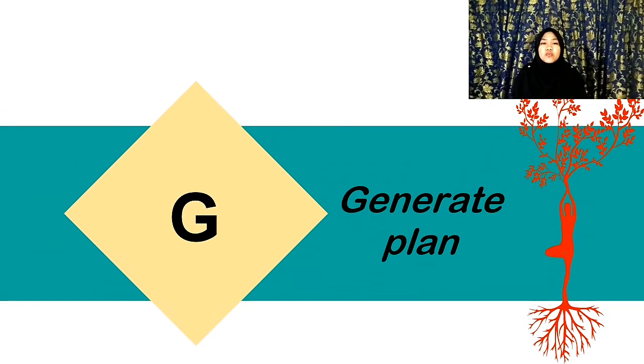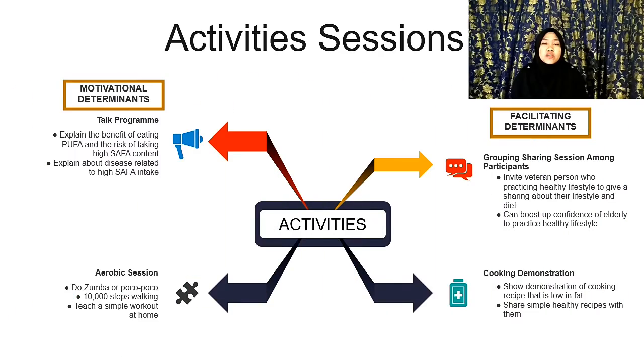Next, we proceed with the letter G, which refers to generate plan. For motivational determinants, we plan to hold a talk program where we can talk about PUFA and SAFA and the diseases associated with high SAFA intake. Therefore, it can increase participants' knowledge about the benefits of PUFA and the risk of SAFA consumption.